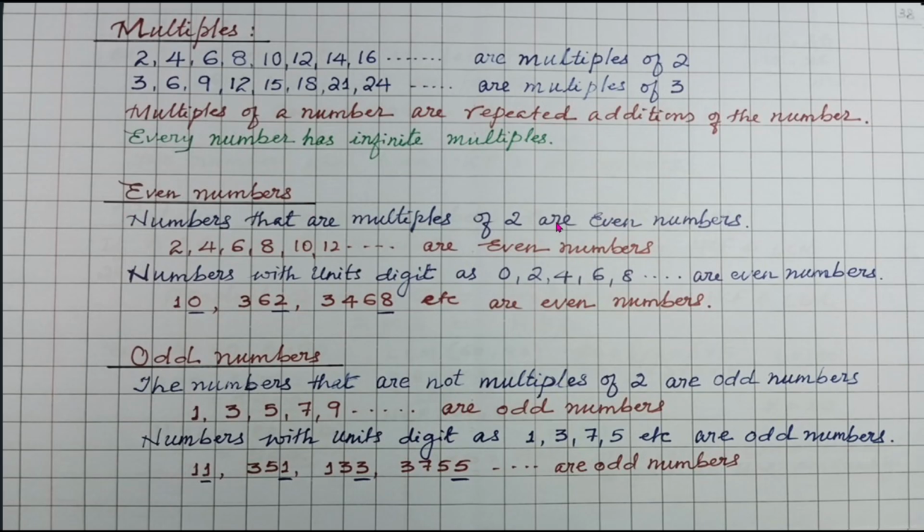Even numbers. The numbers that are multiples of 2 are even numbers. For example, 2, 4, 6, 8, 10 are multiples of 2, therefore they are even numbers. And also the numbers with unit digit as 0, 2, 4, 6, 8, they are all even numbers. That means if the digit in the units place is a multiple of 2, 100% that number is an even number. Odd numbers. The numbers that are not multiples of 2 are odd numbers. For example, 1, 3, 5, 7, 9 are not multiples of 2. They are not divisible by 2. They are odd numbers. Numbers with units digit as 1, 3, 5, 7, 9, they are all odd numbers. So please remember this. That means how to identify even numbers and odd numbers is very, very simple.